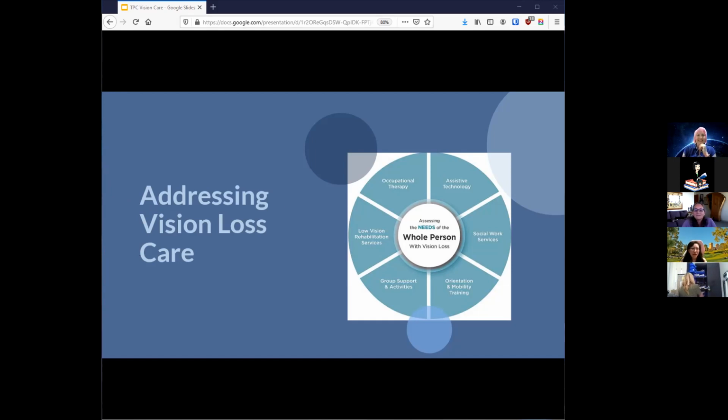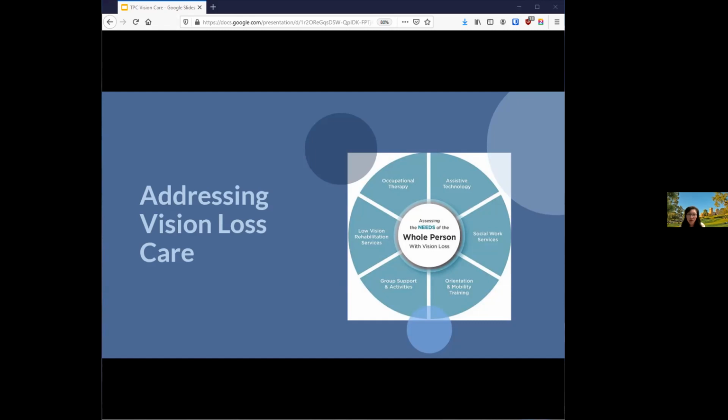Okay, sorry. So I included a view of the various services that are often used to care for people who have vision loss. That's the wheel on the right. However, I know that in our client population, they don't have access to many of these supportive services. So today I will mainly focus on promoting health, safety, and slowing the progression of vision loss.